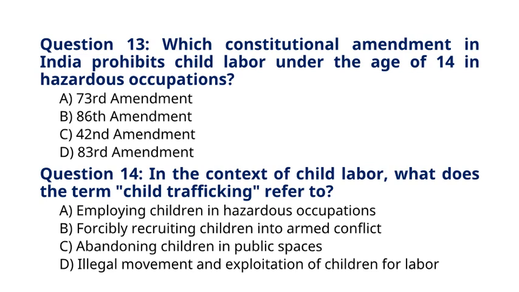A. Employing children in hazardous occupations. B. Forcibly recruiting children into armed conflict. C. Abandoning children in public spaces. D. Illegal movement and exploitation of children for labor. The correct answer to question 14 is option D. Illegal movement and exploitation of children for labor.